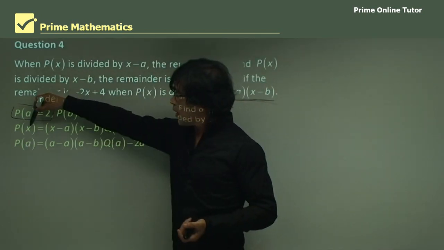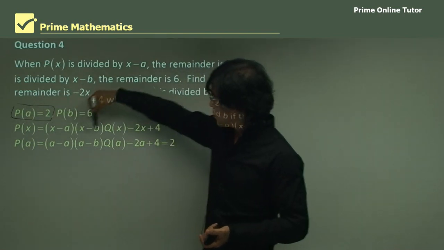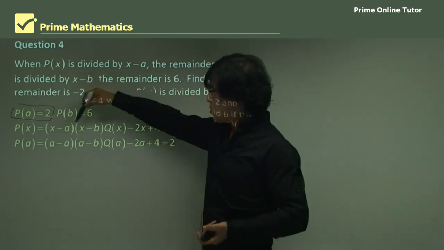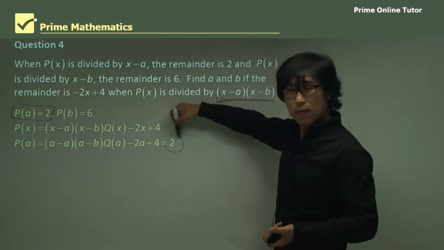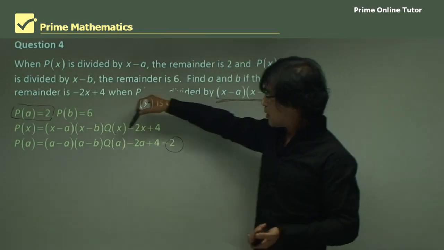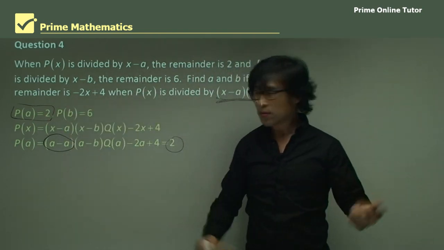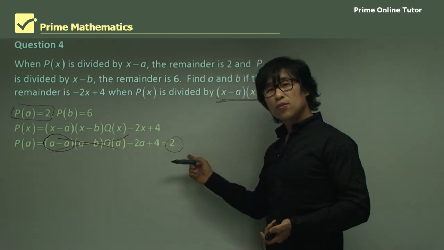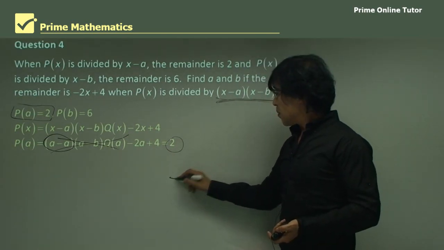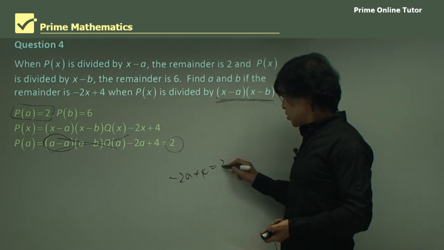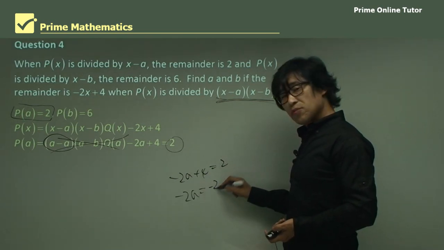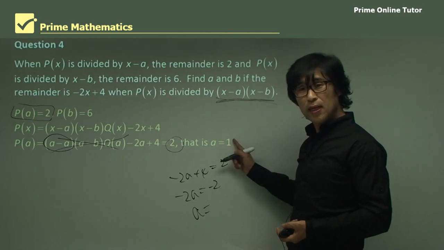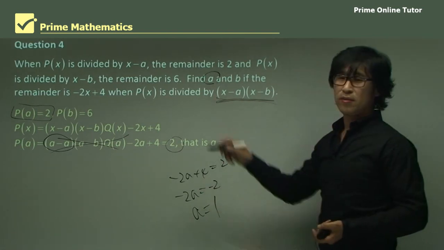I substitute x equals a everywhere. So P(a) equals 2. Does it make sense? A minus a is 0, so the whole bracket becomes 0. So this is the only thing you need to be left with. So minus 2a plus 4 equals 2. Minus 2a equals negative 2. So what do you think about a? It is 1. So we find the first value.